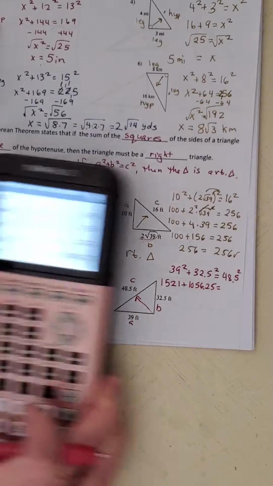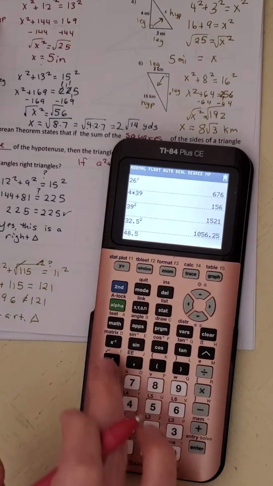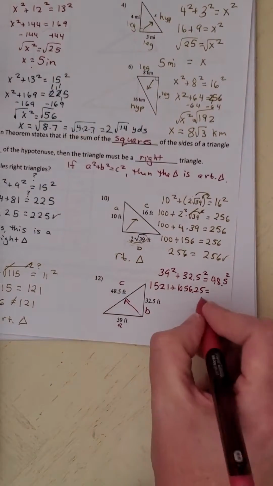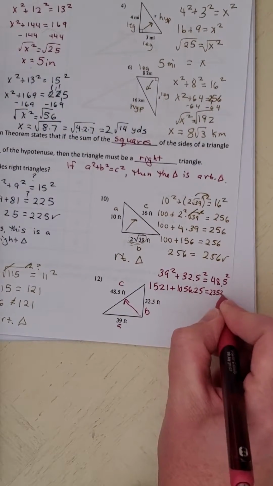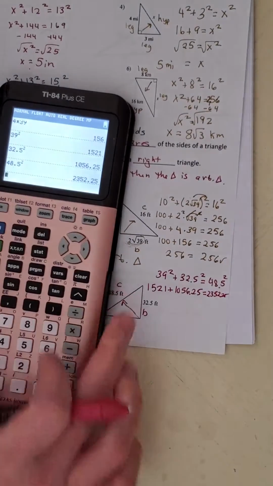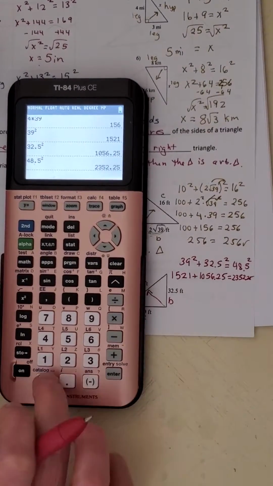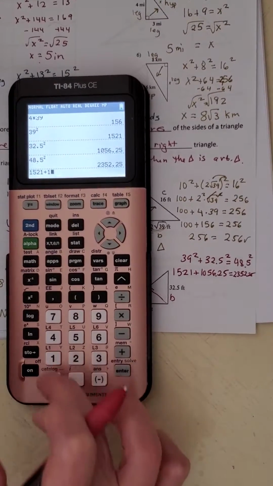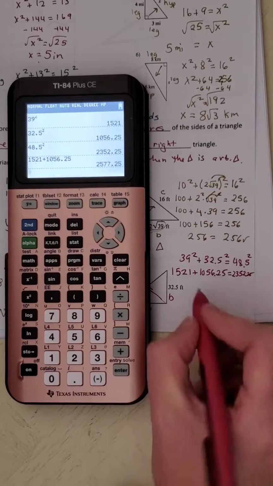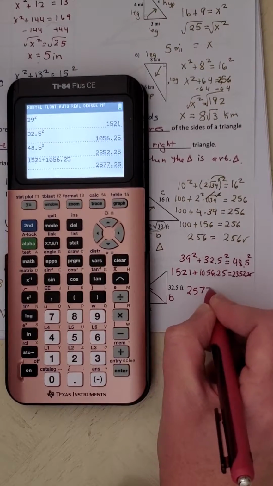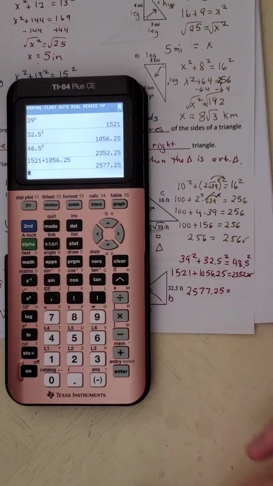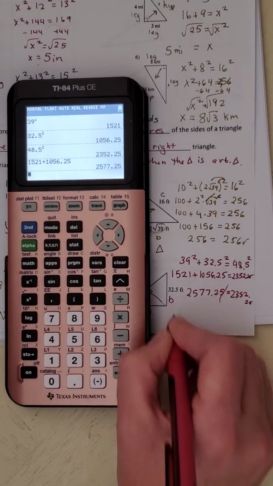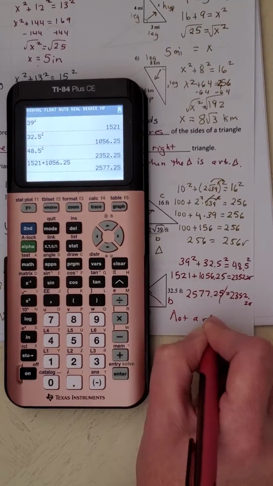And does that equal 48.5 squared, which is 2352.25? And then I'll add these two and see if I get that same answer. 1521 plus 1056.25, which is 2577.25. Does that equal 2352.25? No, it does not. So this is not a right triangle.